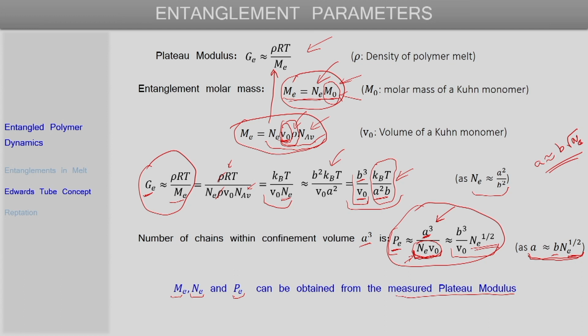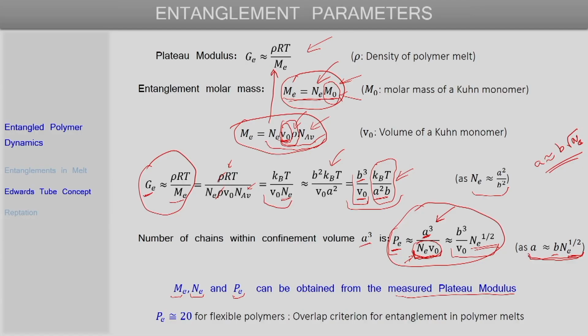If such measurements of plateau modulus, and from them the calculation of Pe, are done for different linear flexible polymers in the melt state, then Pe is found for most cases to be close to 20. So Pe is found to be close to 20 for flexible polymers. This condition, Pe being close to 20, defines what is called the overlap criterion for entanglement in polymer chains. Now that we have discussed the tube concept and the associated entanglement parameters, let us move on and see how the dynamics of polymer chains within the confining tube-like region can be studied.